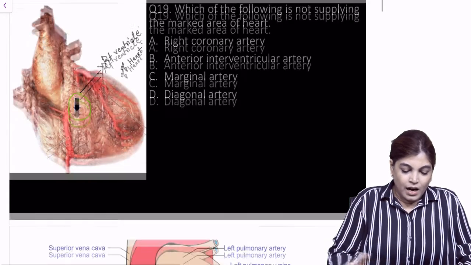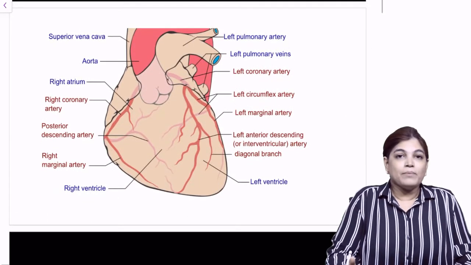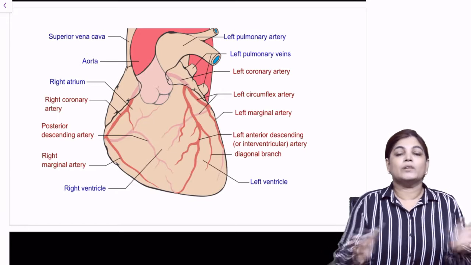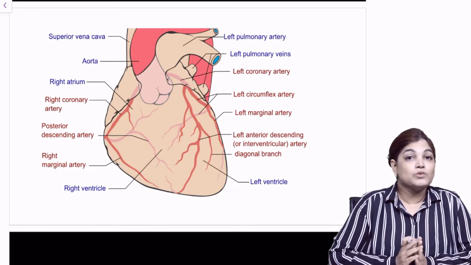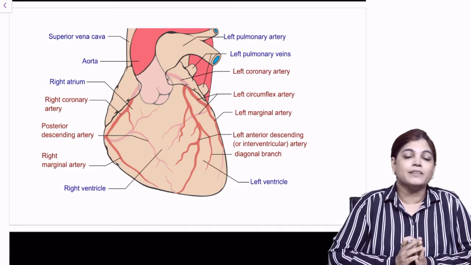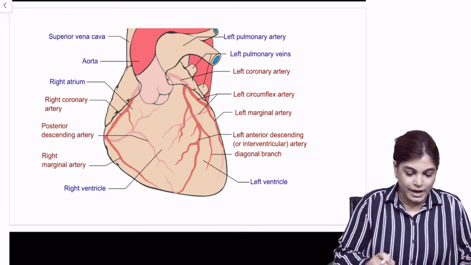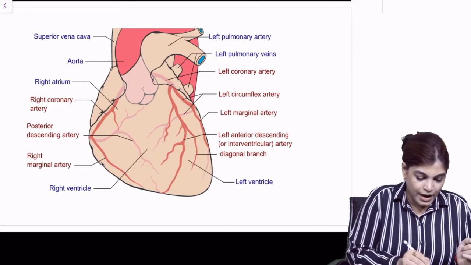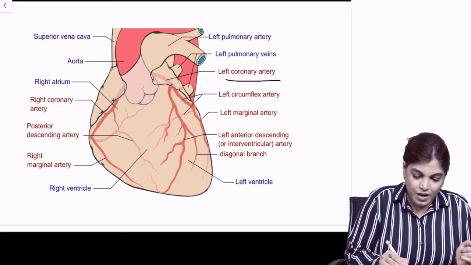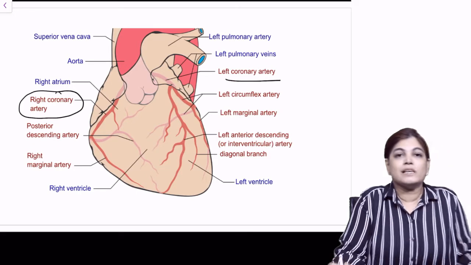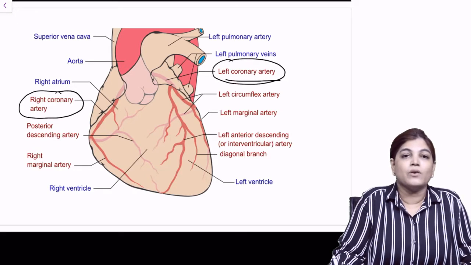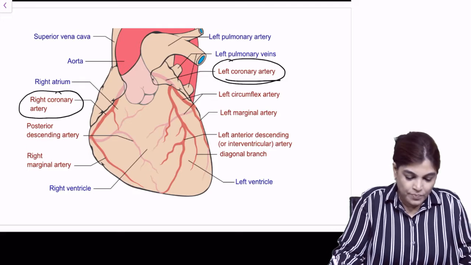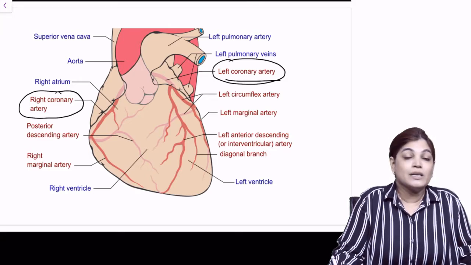Now, I would like to explain the arterial supply of the heart. As we know, the arterial supply of the heart is from two arteries, the right and the left coronary arteries. In this diagram you can see both the left coronary artery and also the right coronary artery. Most important for the MCQ session is that you should know the origin of the right and the left coronary artery. So first, I would like to give you a general brief about the origin of these two arteries.